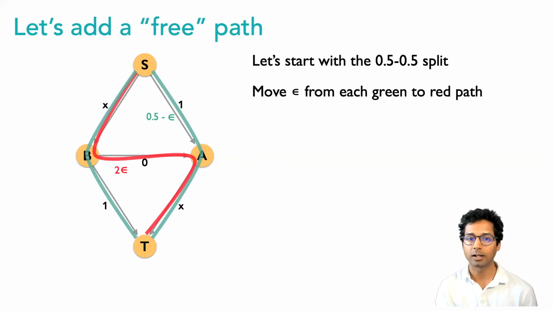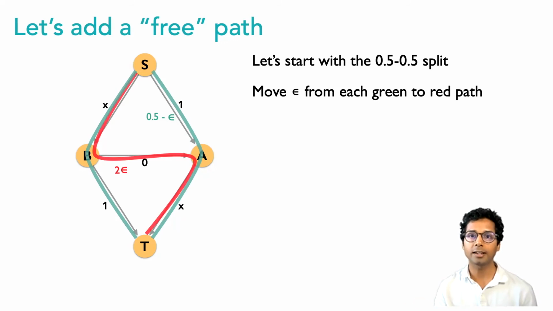So here the green path contributes 0.5 minus epsilon, and the red path contributes 2 epsilon. So sum total here is 0.5 minus epsilon plus 2 epsilon. So 0.5 plus epsilon is the load on this edge, and that's the same as its latency.